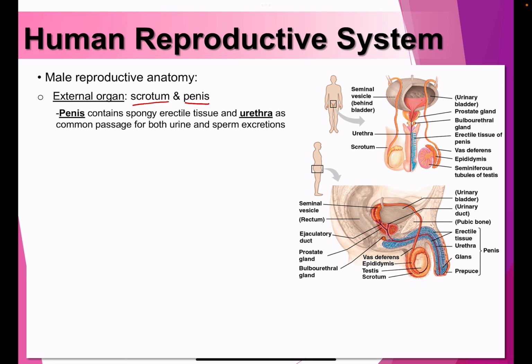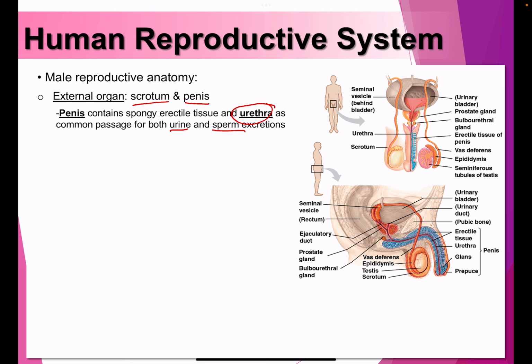Now, the penis contains usually spongy erectile tissue, and that spongy erectile tissue surrounds a tube or passageway called the urethra. This is different compared to females, because females don't have any spongy erectile tissue that surrounds the urethra. Females also have a much shorter urethra compared to males. Another difference is that the male's urethra serves as a common passage for both urine and sperm excretion. So it is the same passageway for both the urinary system and the reproductive system.